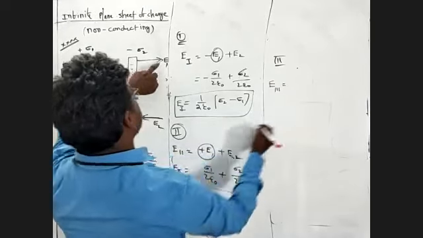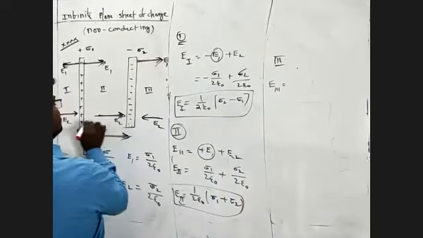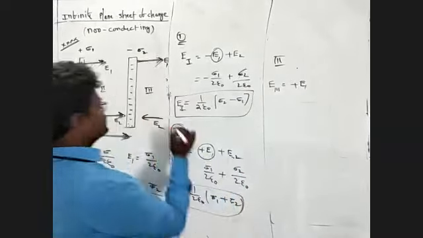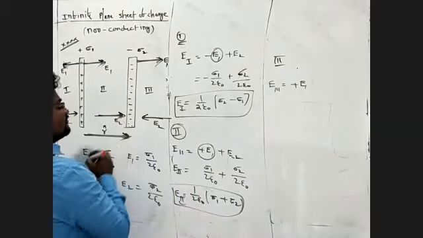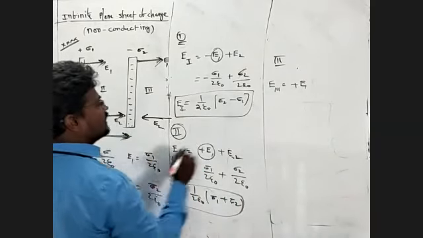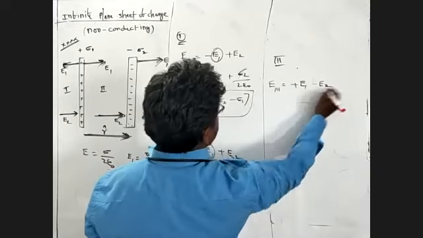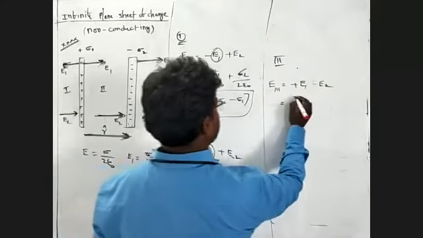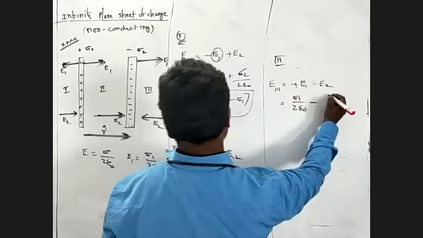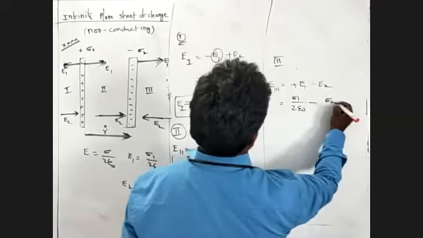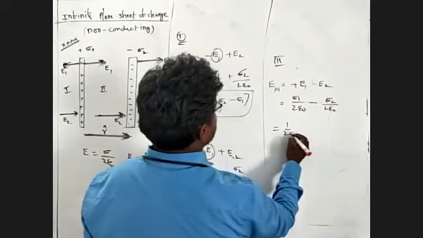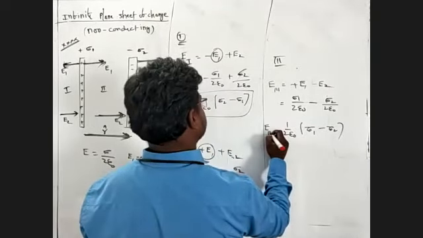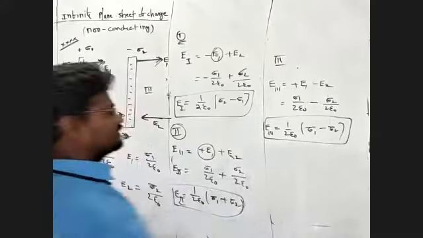Now region number 3. E3 is equal to E1. This is the direction of E1, this is the direction of r cap, both in the same direction, so I am taking plus E1. This is the direction of E2, this is the direction of r cap, the directions are reverse, so minus is taken: minus E2. Now E1 means sigma 1 by 2 epsilon naught, minus E2 means sigma 2 by 2 epsilon naught. So 1 by 2 epsilon naught of sigma 1 minus sigma 2. This is your electric field in region 3.